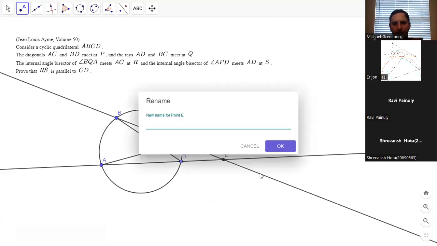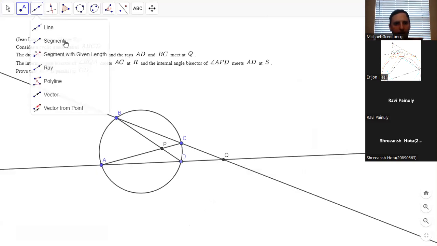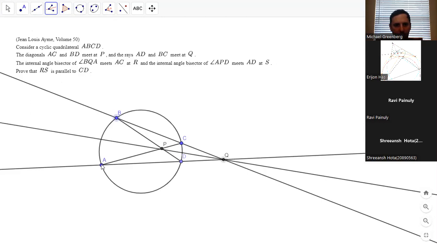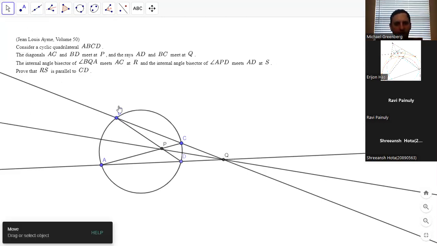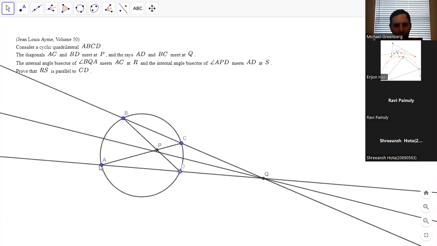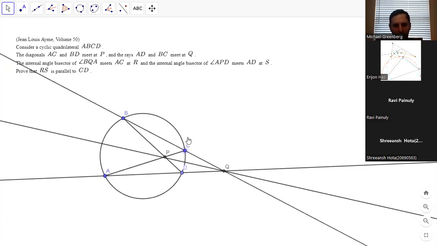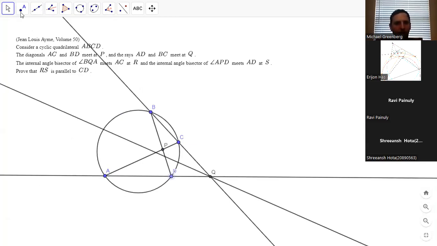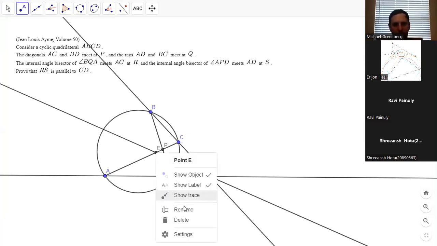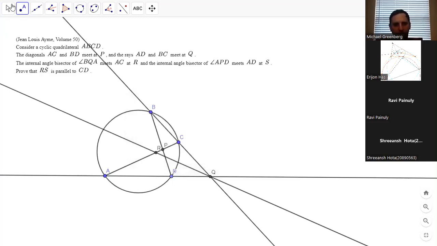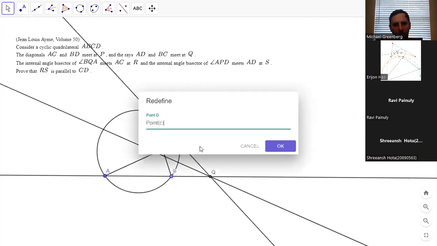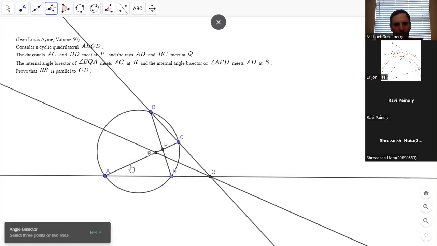So this is point Q. We draw the bisector of BQA, and it meets AC at R. And then we draw the bisector of APD. Let's see. Yeah, I want to make it look a little nicer if I can. So yeah, it almost looks like P lies on the angle bisector. So I think that looks a little better. Yeah. So it meets AC at R. And the internal bisector of APD intersects AD at S. And we want to show RS is parallel to CB.